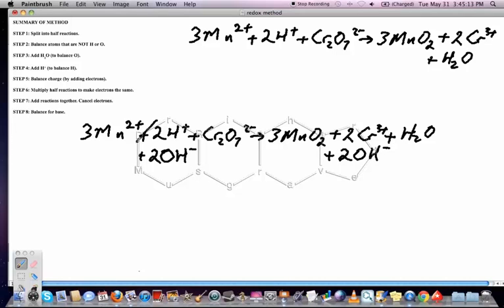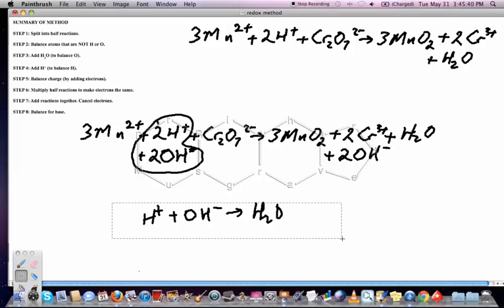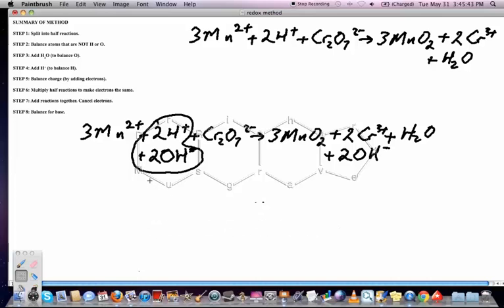And when I do that, I recognize that by adding H plus to OH minus, I'm going to get water. If I have 2 H pluses and 2 OH minuses, I'm going to get 2 waters. This is because 1 H plus and 1 OH minus gives water. So if I have 2 of each of these, I'm going to get 2 waters out of that. That was the entire point of adding the base, to neutralize the H plus.